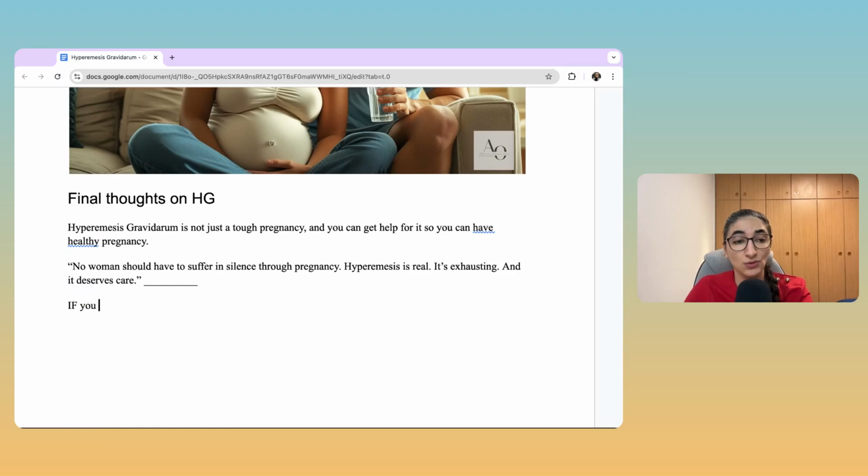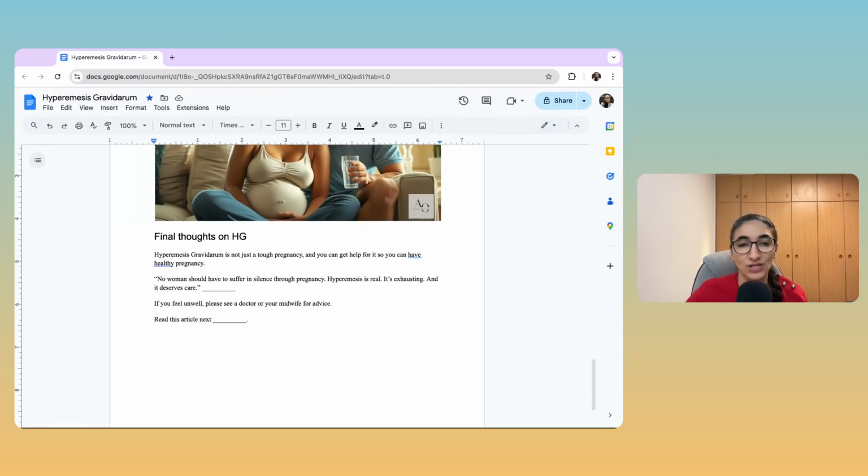So if you feel unwell, please see a doctor or your midwife for advice. And if you want to, you could also say, read this article next on some kind of related topic. So maybe if you know that they're pregnant and they're not feeling well, you might want to suggest recipes for foods which are easier to digest or less likely to upset your stomach, anything that's kind of related.